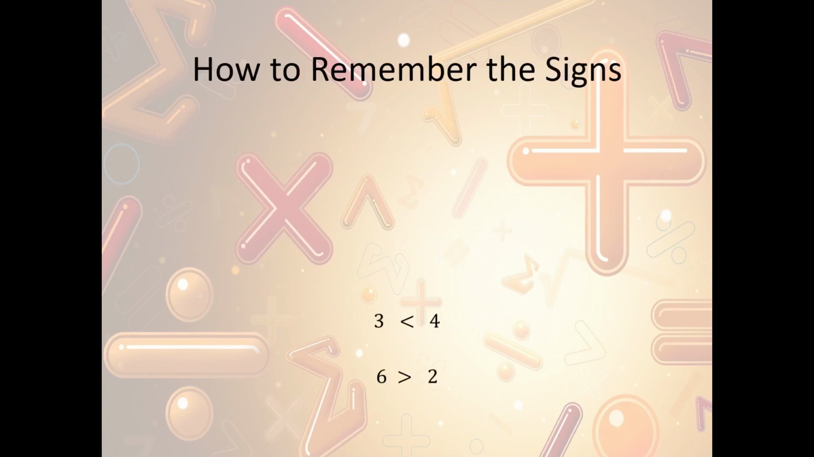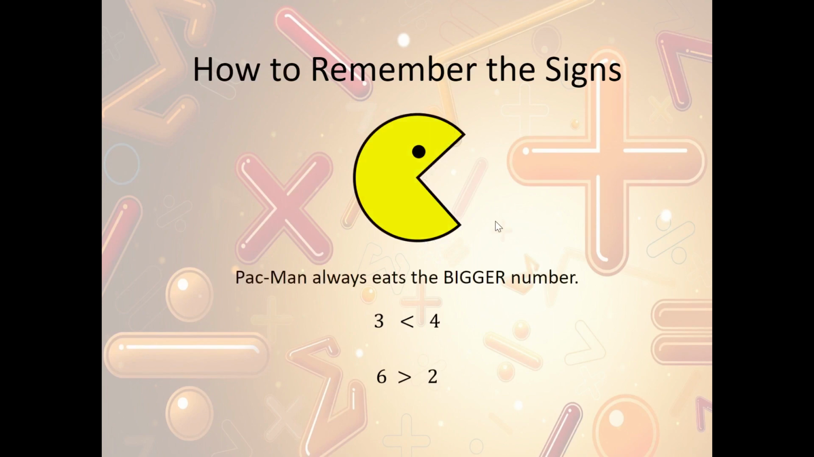Now, how can we remember the signs? The easiest way I remember the signs is Pac-Man. So we have Pac-Man here, and Pac-Man's rule is Pac-Man always eats the bigger number. So if you notice, Pac-Man's mouth forms that arrow shape that we just talked about. So it forms the symbol. So if Pac-Man is always eating the bigger number, then we can recognize the way that we can state the symbols. For instance, we have 3 and then this symbol and 4.